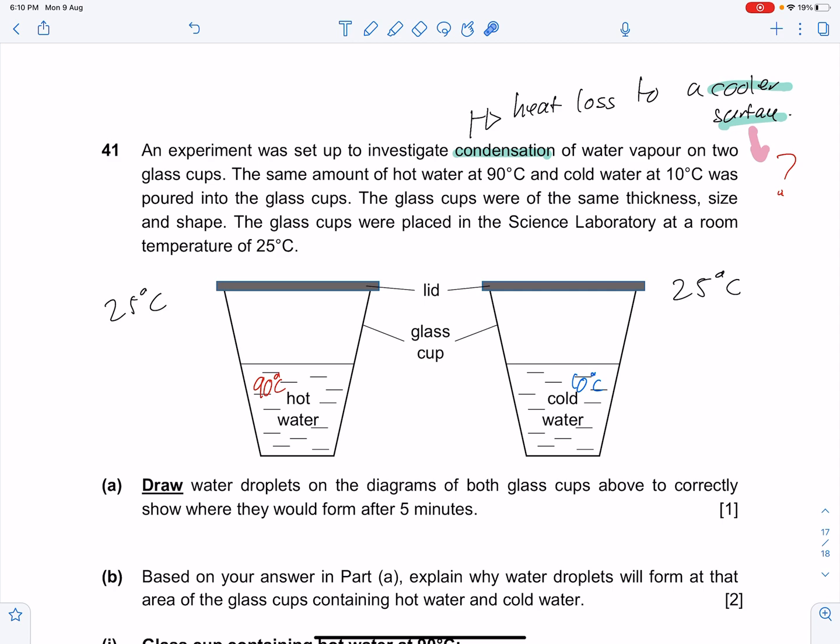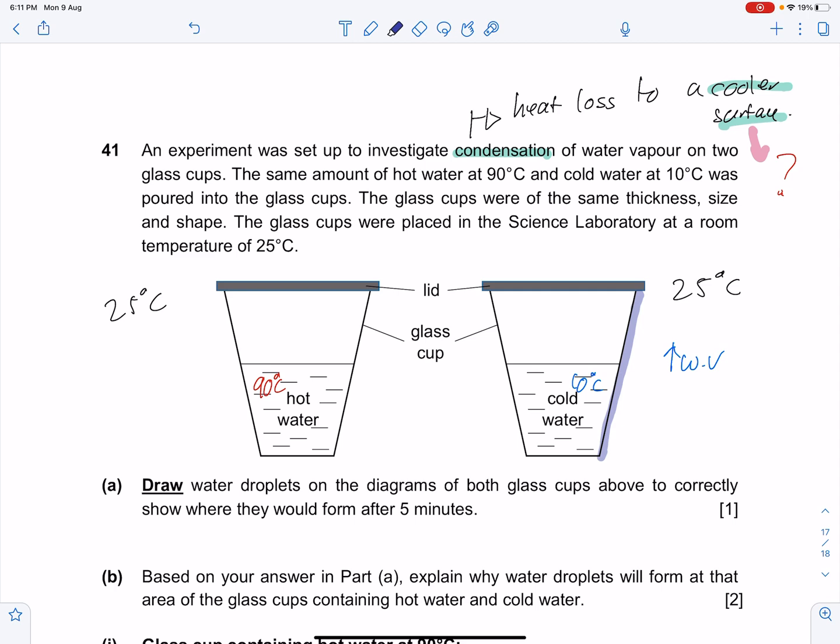the water vapor that is in the surrounding air, because it's 25 degrees, is of a higher temperature as compared to the water, which is at 10 degrees. So therefore, I'm going to say that the water vapor here would have lost heat and condensed. So because it is on the outside, for this cup over here, the water droplet should form on the outside. Now, because the glass cup will have lost heat to the cold water, it will also be colder.